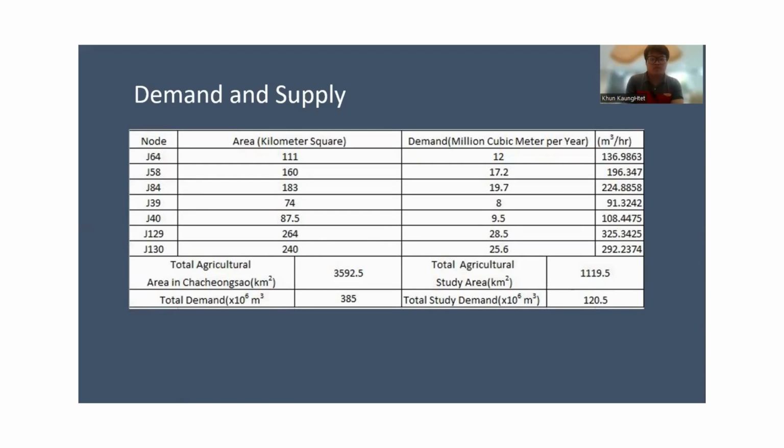When we want to calculate the water demand for node number J64, we already know the total area for the J64 node, which is 111 square kilometers. So we divided that value, 111, by the total area of the agriculture area in the junction zone, which is 3592.5, and we multiply that result by the total demand, which is 385 million cubic meters. Then we got the demand for the J64 node, but the unit is in million cubic meters per year, so we have to convert it into cubic meters per hour to import into the software.